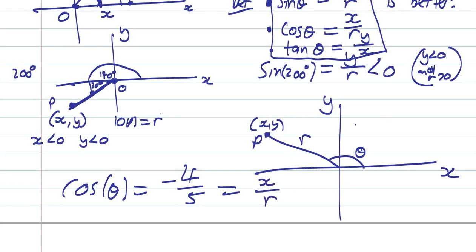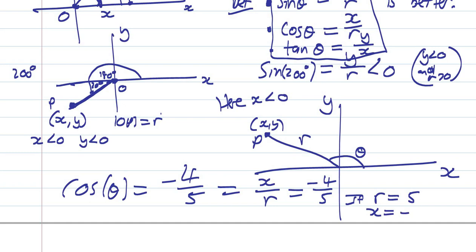And we know we're in the second quadrant, where x is negative. So it comes to your advantage to write this fraction as minus 4 over 5. Let's make r 5. So if r is equal to 5, then x has got to be minus 4. And we know that x squared plus y squared is equal to r squared. That's Pythagoras. And because we're in the second quadrant, y is positive. So if r is 5, x is minus 4, and y is positive, what should y be?